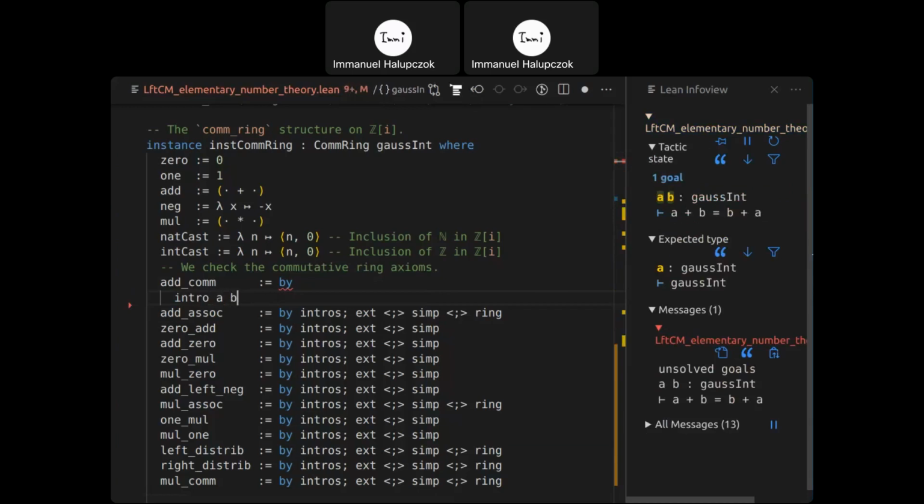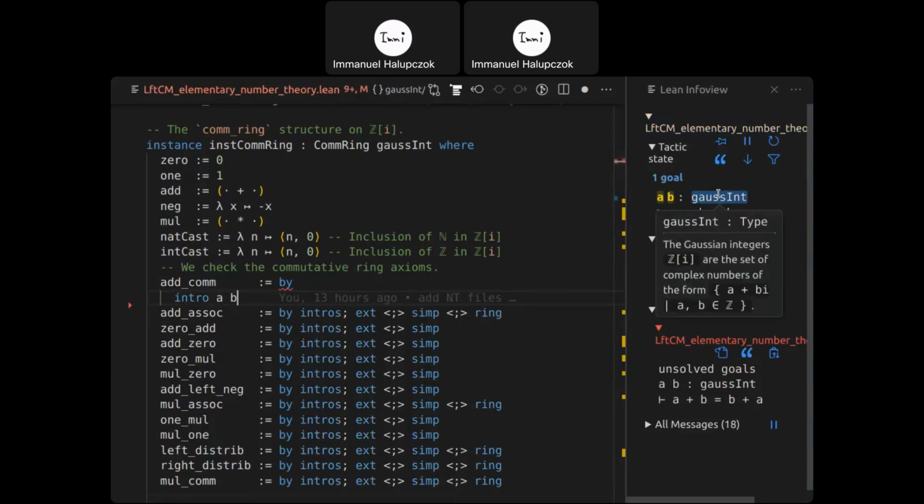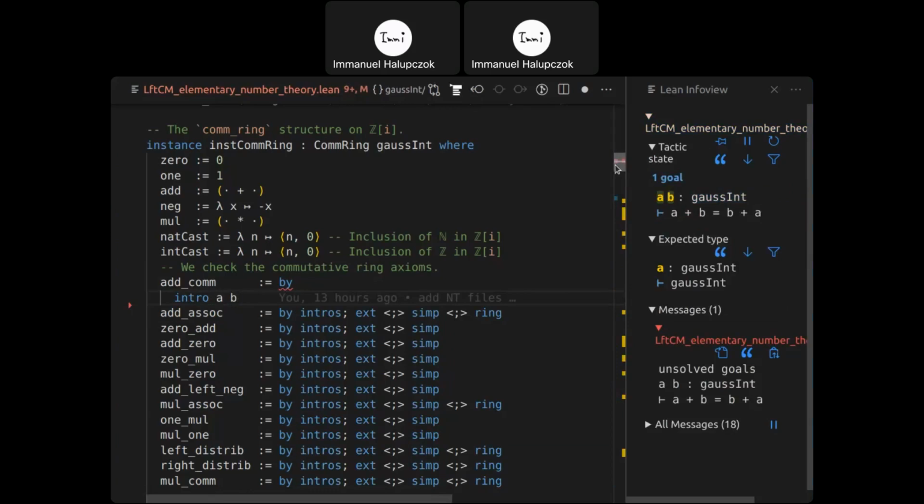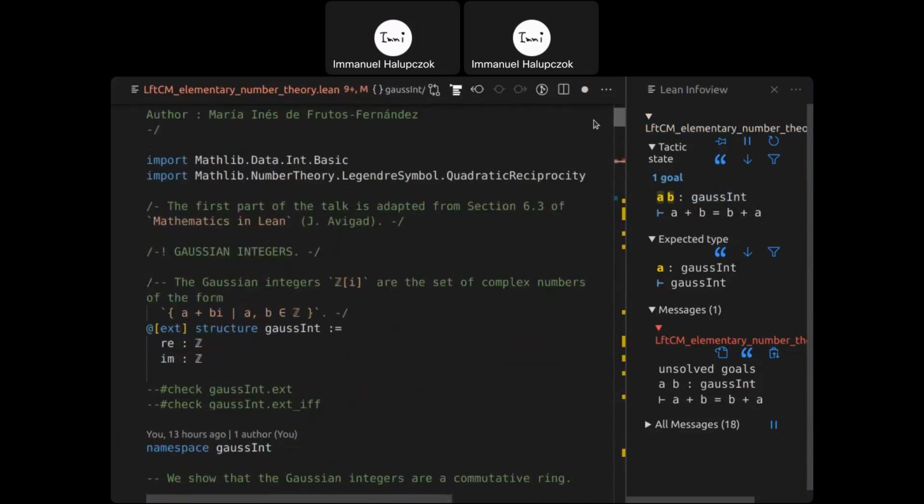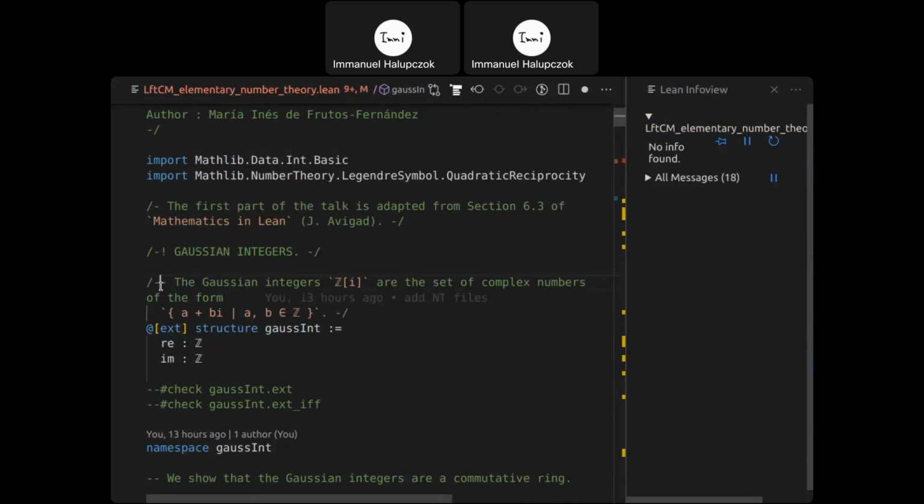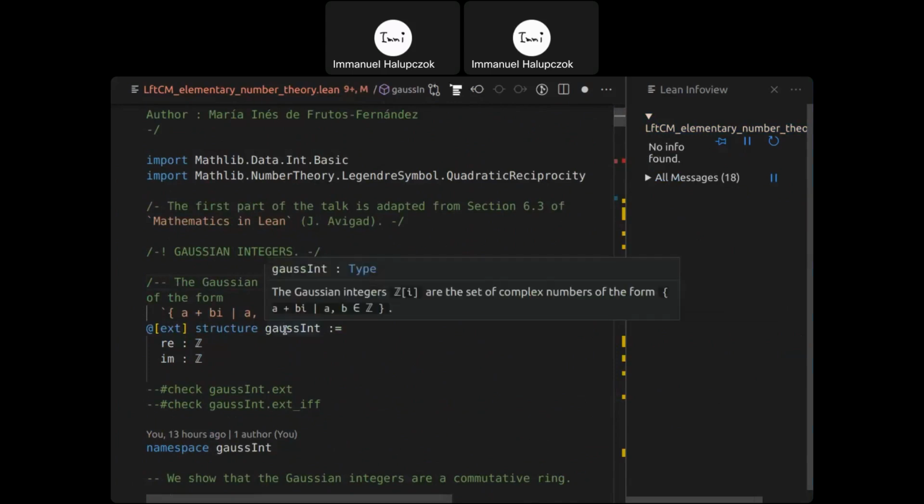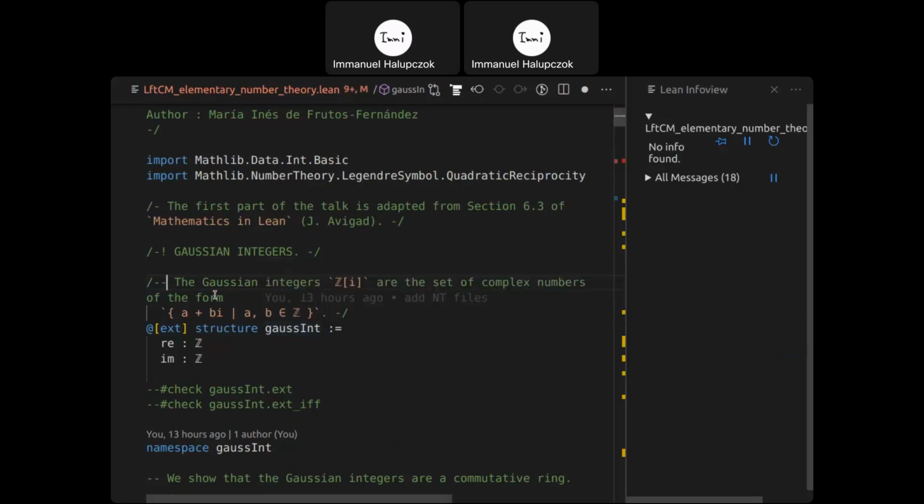Can I ask something? Yeah. When you hover over a Gaussian integer, you already get explanations. Where did this come from? Oh, this comes from the comment that I wrote on the definition. If you mark the comment with two dashes instead of just one, this is going to be interpreted as the doc string for the definition. So when you hover over this, you will see this comment that I wrote. Also, in the HTML version of the documentation, you will also get this information.